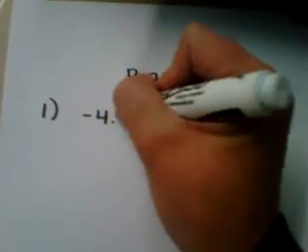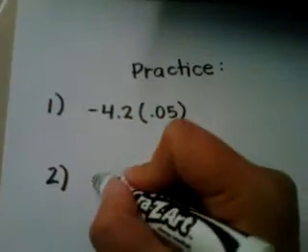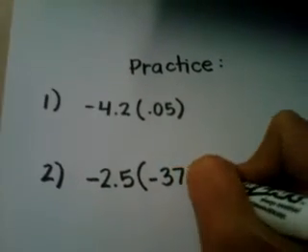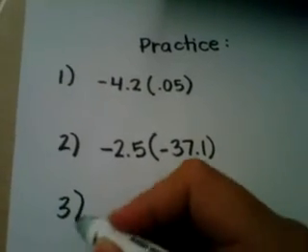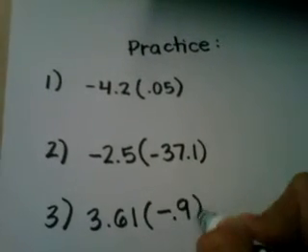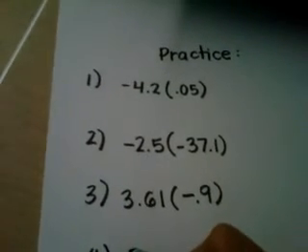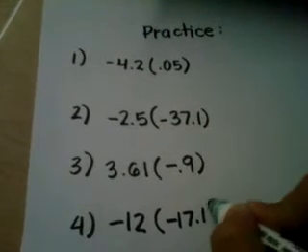The first one is negative 4 and 2/10 times 5/100. The second one is negative 2 and 5/10 times negative 37 and 1/10. And then 2 more. Here's number 3: 3 and 61/100 times negative 9/10. And lastly, I've got negative 12 times negative 17 and 1/10.